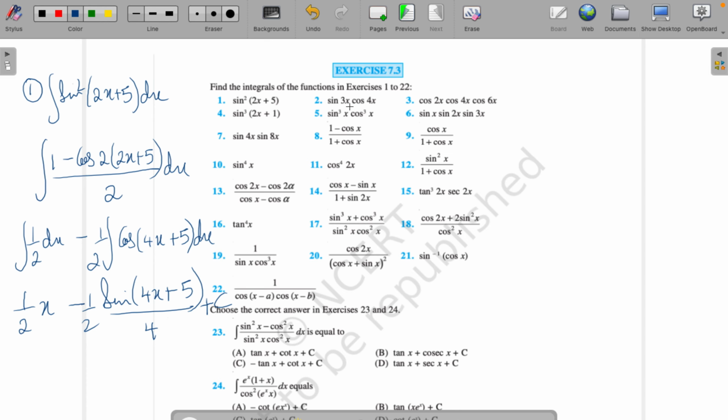Similarly, in question number 2, you remember we will again use the formula directly. It is always better to write the bigger angle first.